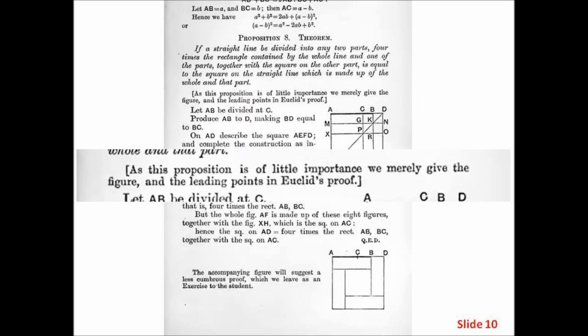The quarter squares rule is actually proposition 8 of book 2 of Euclid's Elements and was described as being of little importance in Hall and Stevens' 1889 edition of Euclid's Elements. We have just shown that it is far from being of no importance.